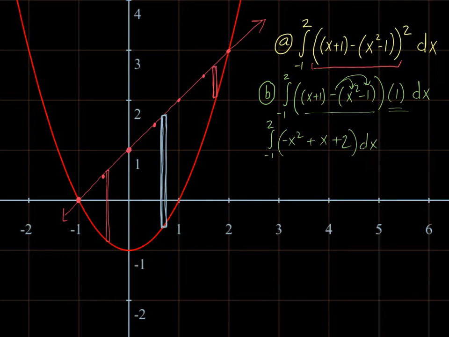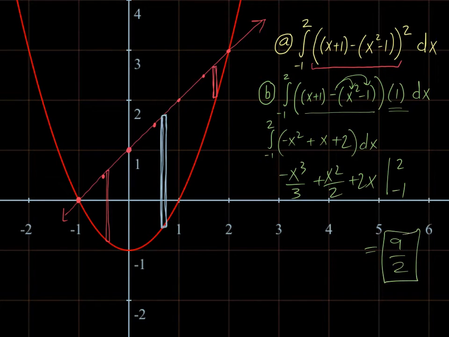When I integrate this, I get negative x cubed over 3 plus x squared over 2 plus 2x. And I'm going to substitute in a 2 and a negative 1. Remember that when you substitute in 2, you're going to get a number, and then subtract what you get when you substitute in negative 1. And those 2 values, when you subtract them, you're going to get 9/2, or 4.5. All right, so check that you can go from here to 9/2 by subbing in 2, subbing in negative 1, and subtracting the 2 results.